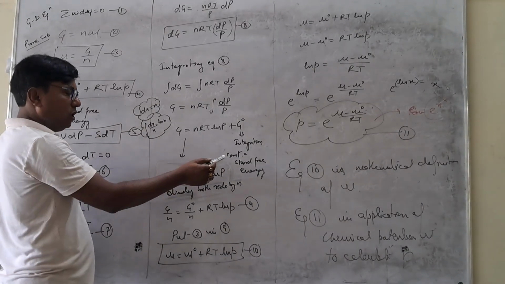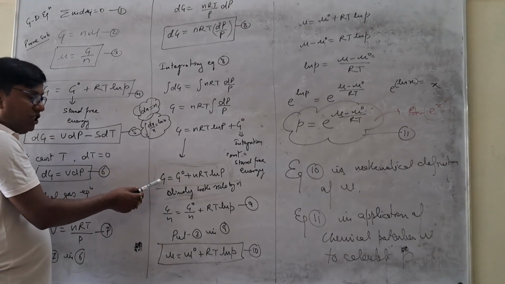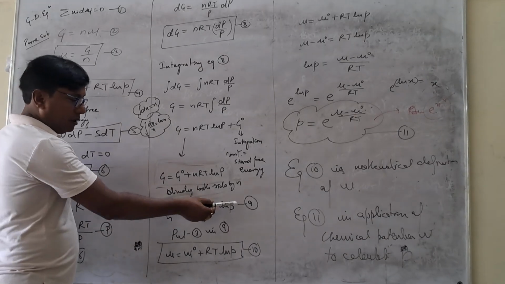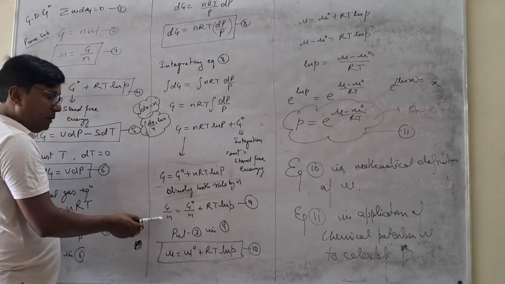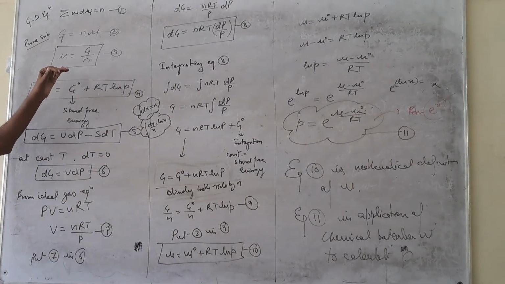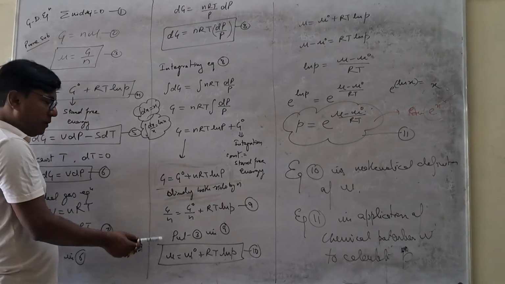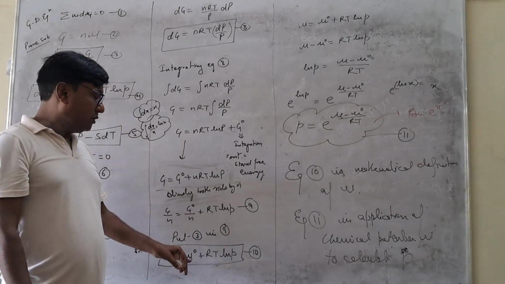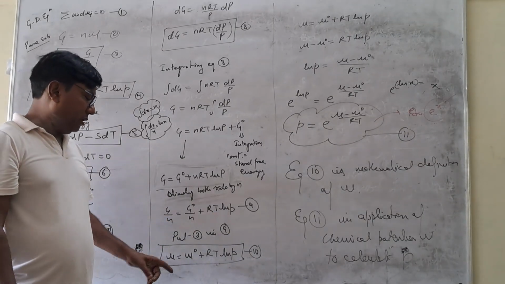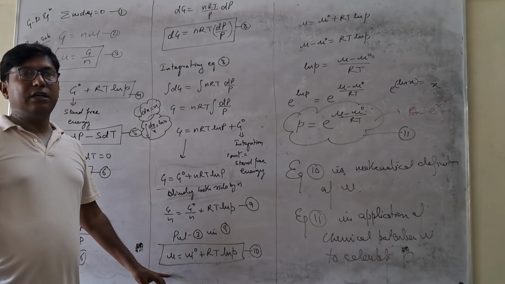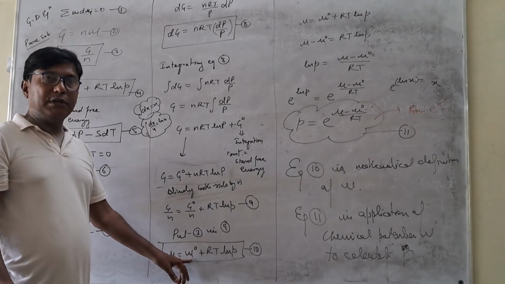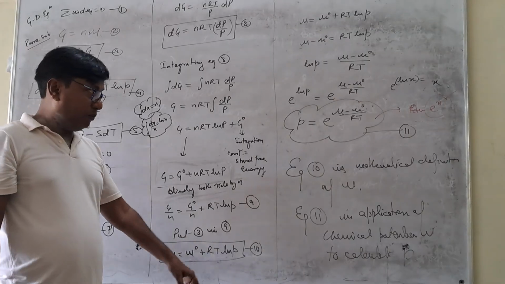Now we have to change this G into the form of chemical potential. Therefore, we divide the whole equation by n: G upon n equals G naught upon n plus RT ln P. This n will be cancelled out. G upon n in equation 3 is already defined as chemical potential. Therefore, replacing G upon n as mu and G naught upon n as mu naught, mu is equal to mu naught plus RT ln P. Equation 10 is the mathematical definition of chemical potential, where mu is the chemical potential, mu naught is the standard chemical potential.